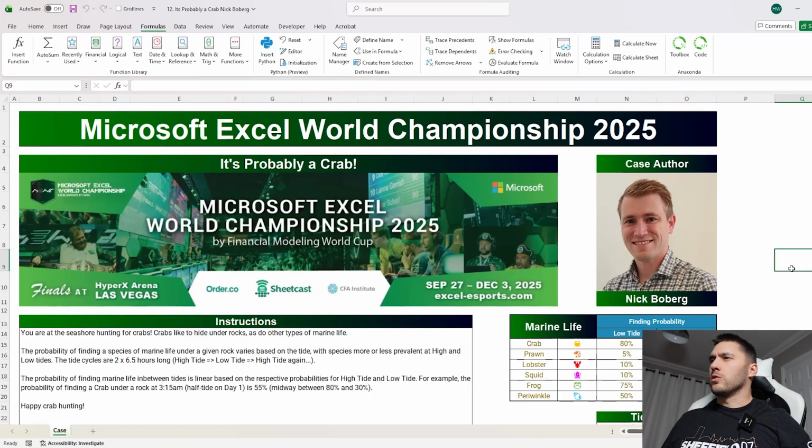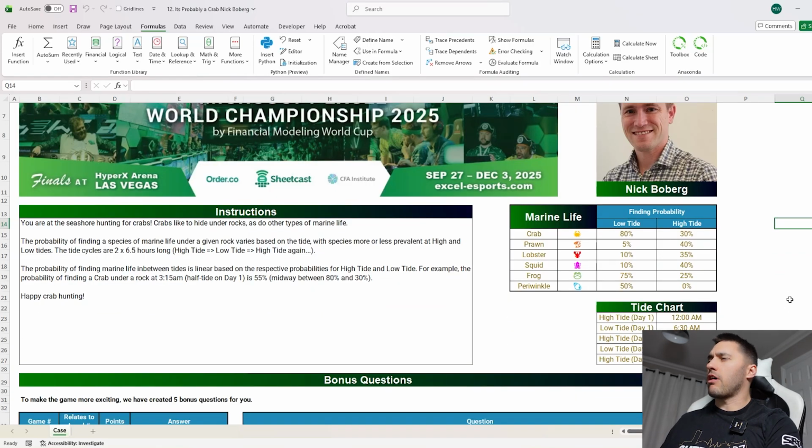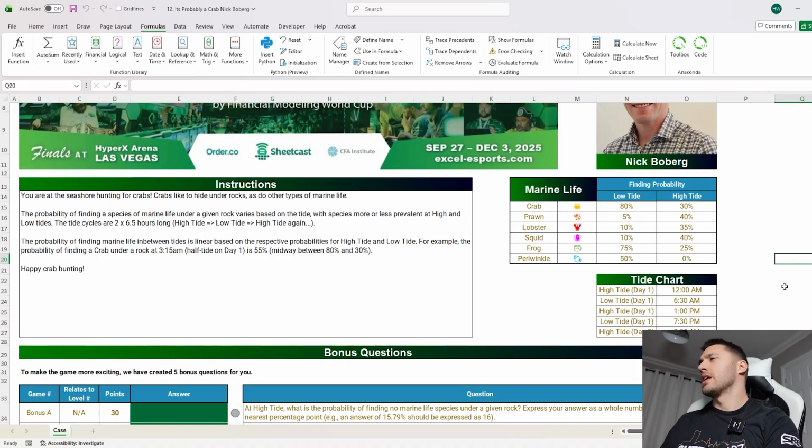Okay, this is going to be a solve of the final round of 16 in the PM sessions of the Excel World Championship. Quite a simple case when you crack the core mechanic of it. Essentially you turn over a rock and you have a chance to find each of these creatures. The chances are listed here.